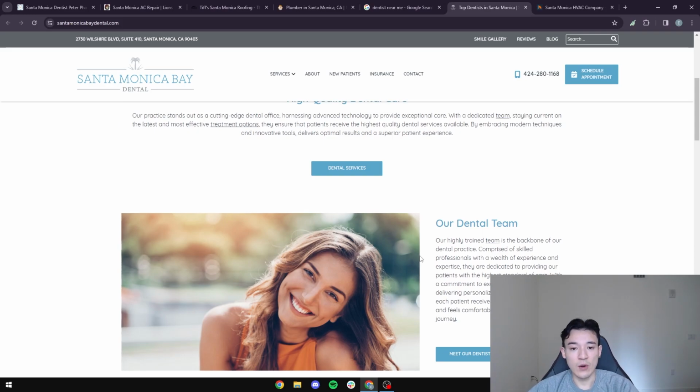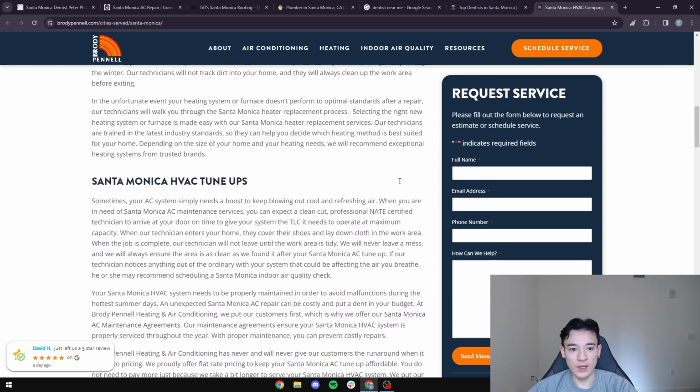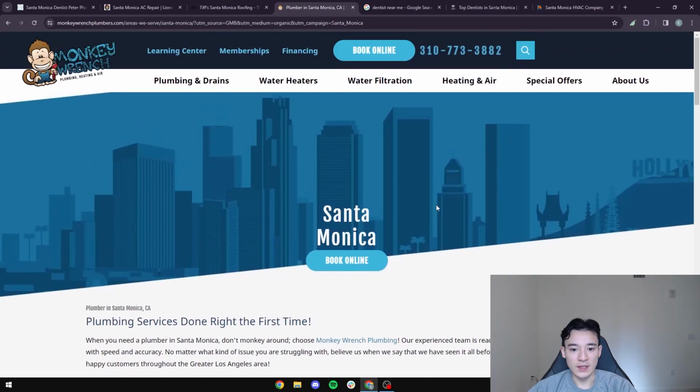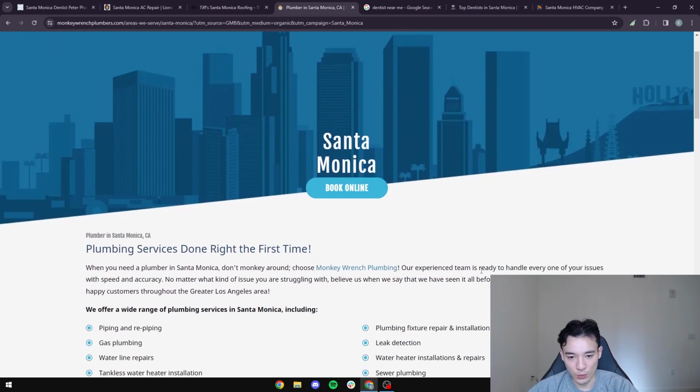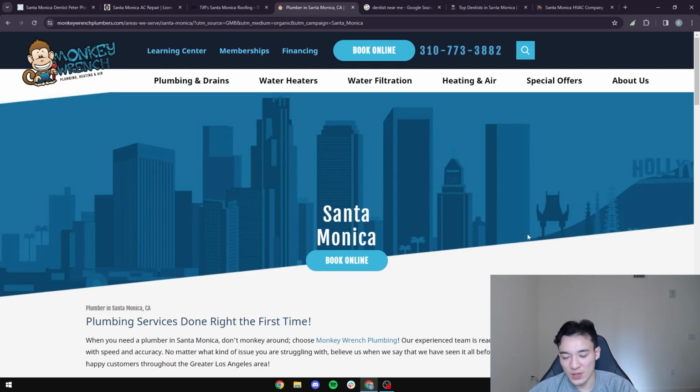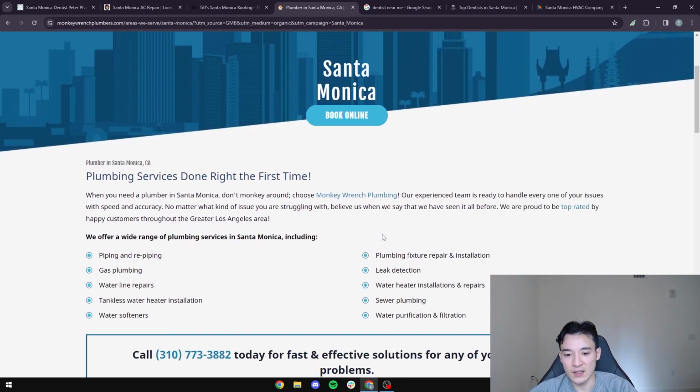But yeah, this is how I would look into finding the best landing page to create high conversions for your local business. So far, the only one that I would recommend looking into is this specific Monkey Wrench Plumbers as a clear example, straight to the point, right? As you can see, it's not the best, but it's clear and concise and to the point of your local business, right?